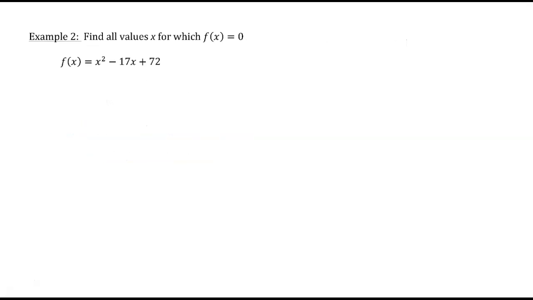In this example, we are asked to find all values of x for which f of x is equal to 0. If we want f of x to equal 0, we can start by replacing the function with its formula. That means that we want x squared minus 17x plus 72 to equal 0. Now we have a quadratic equation that we can solve for x. Let's factor the left side.